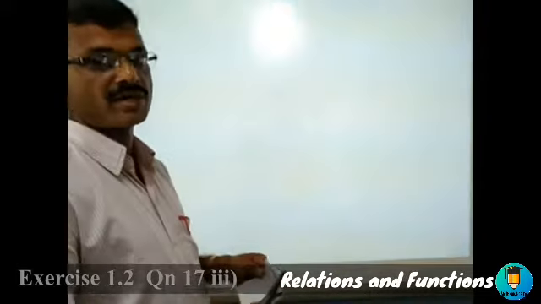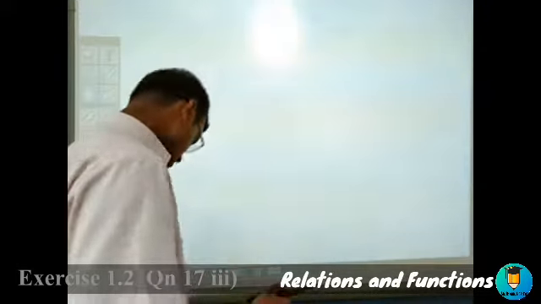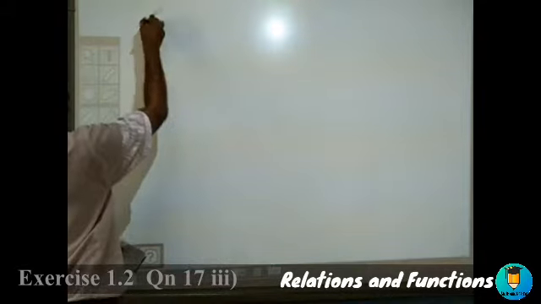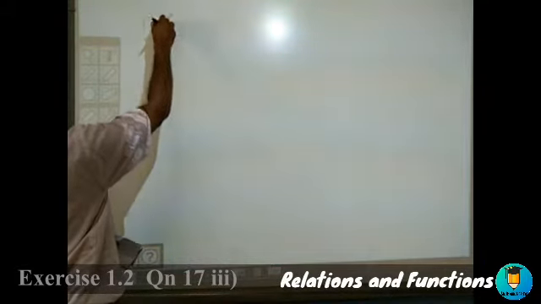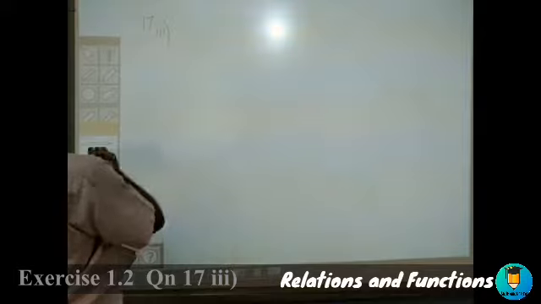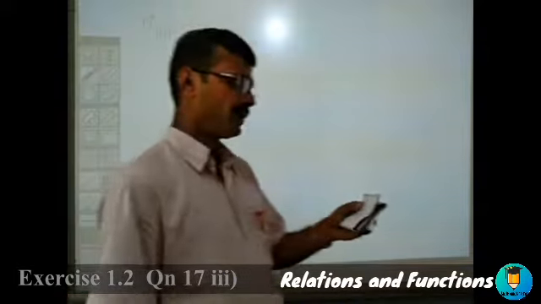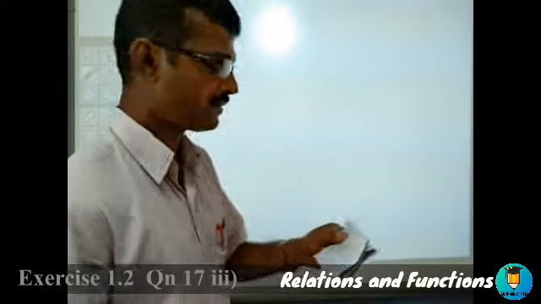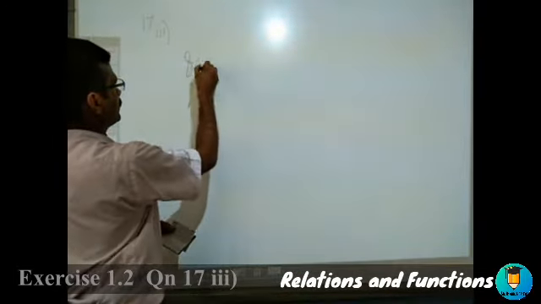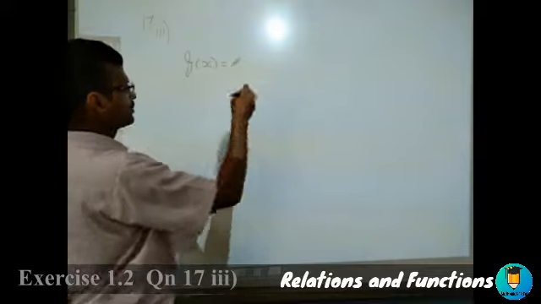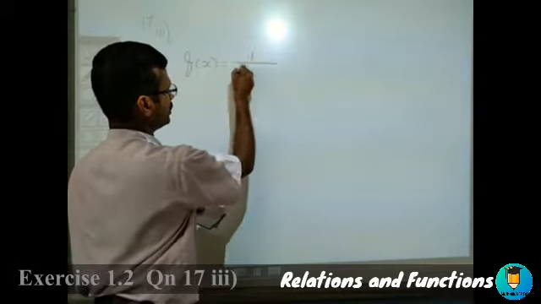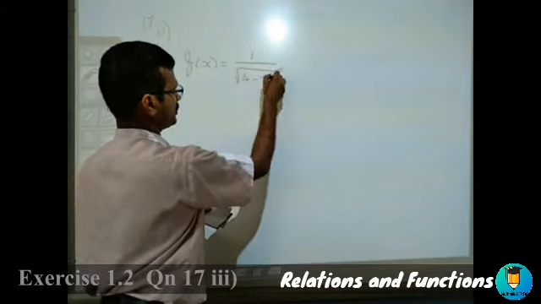17 has many subparts. We will do 17 third part. We have to find out the domain and range of the function f(x) is equal to 1 divided by under root 4 minus x square.